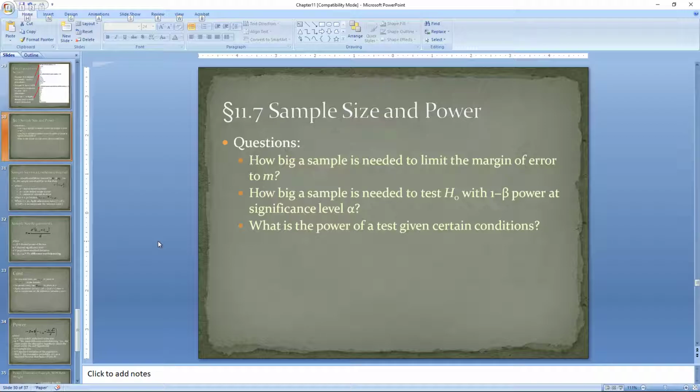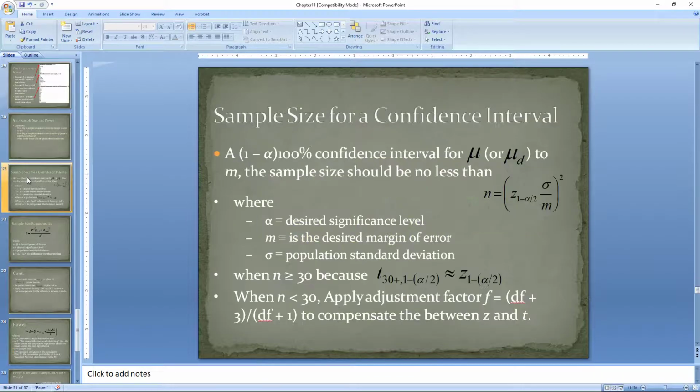So let's begin. Sample size and power, 11.7. These are the questions that we're going to be answering: how big a sample is needed to limit the margin of error to m, how big a sample is needed to test the null hypothesis with 1 minus beta power at the significance level alpha, and what is the power of a test given certain conditions.